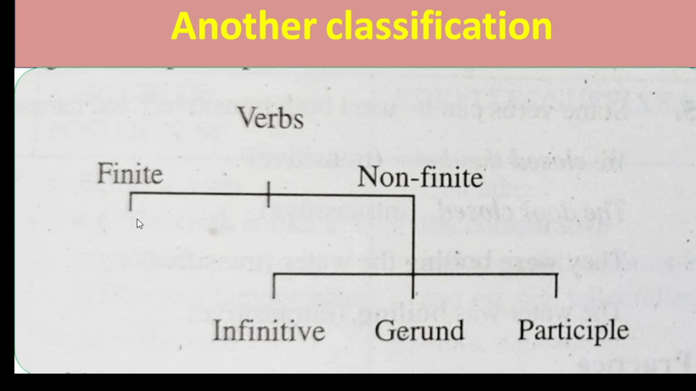Even finite verbs are also subdivided into transitive and intransitive verbs. This classification will be discussed in detail in the next video, but here what we have to understand is that transitive verbs are followed by an object, whereas intransitive verbs do not take an object. Non-finite verbs are subdivided into infinitive, gerund, and participle.